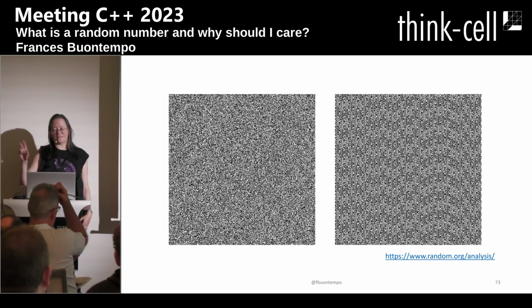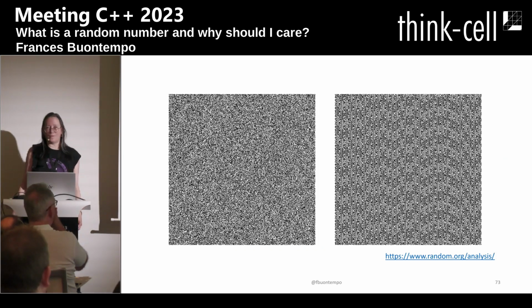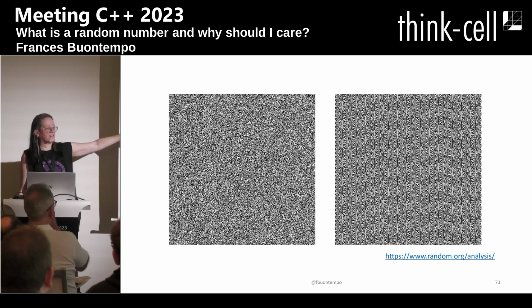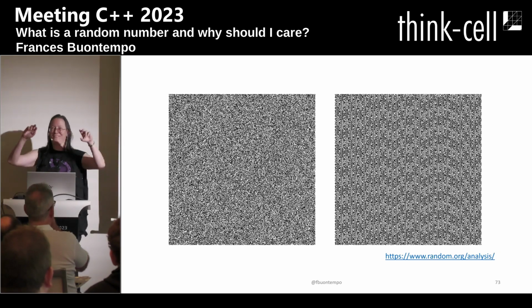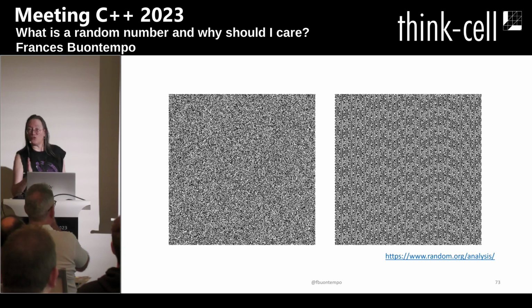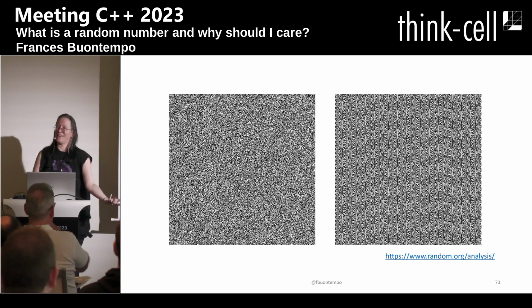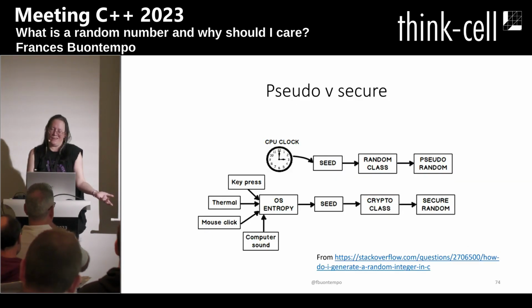And there's a random.org website where, intuitively, you can see the one on the left looks random, whereas the one on the right's got some lines going through it. Still don't know what random means, but there's a battery of tests. Whether they define random for you or not, I don't know.